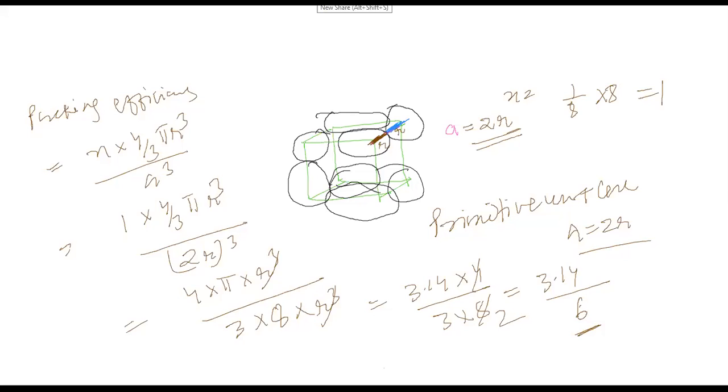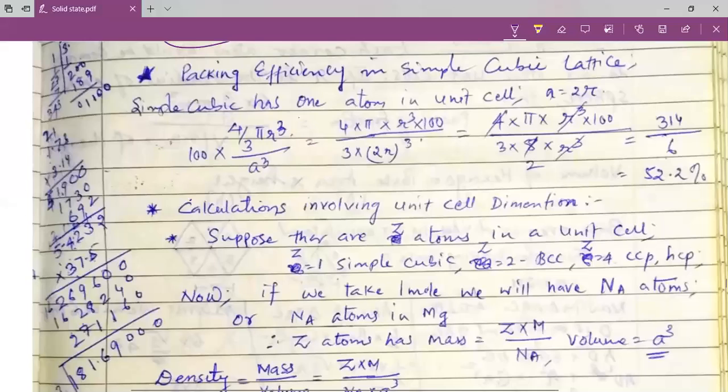So by doing all these calculations, for simple cubic cell, A is equal to 2R. We multiply by 100, 4 by 3 pi R cube divided by A cube. So 4 into pi into R cube multiplied by 100 divided by 3 into 2R cube, which is 4 multiplied by pi multiplied by R cube multiplied by 100 divided by 3 multiplied by 2, 4 2s are 8, and R cube. Ultimately, you get 3.14 multiplied by 100 divided by 6, which gives you the 52.2% packing efficiency.